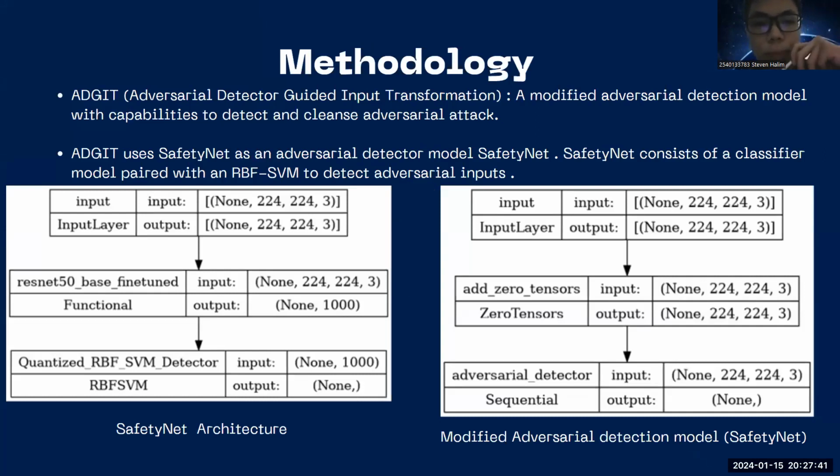For methodology, we propose ADGIT or adversarial detector guided input transformation. ADGIT is a modified adversarial attack detection model with the capability to detect and cleanse adversarial attacks. ADGIT uses SafetyNet as an adversarial detector. SafetyNet consists of a classifier model paired with an RBF SVM to detect adversarial inputs. In ADGIT, we modify SafetyNet by adding zero tensors.